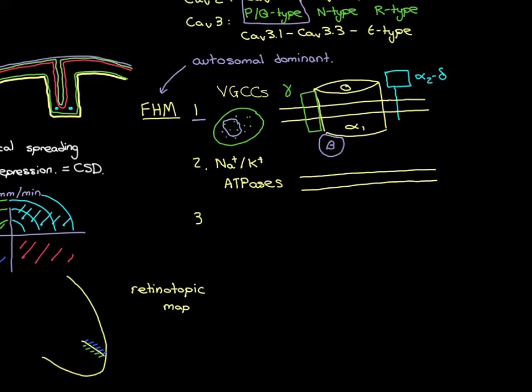So, the structure of the sodium-potassium ATPase, let me get another colour. It's made out of 2 subunits. The major subunit, which is equivalent to the pore-forming subunit of the voltage-gated calcium channels, is called the alpha subunit. This is the one that actually does the moving of the sodium ions and the potassium ions and the hydrolysis of ATP. But then you also have an accessory subunit stuck onto the alpha subunit, like so, which is called a beta subunit.